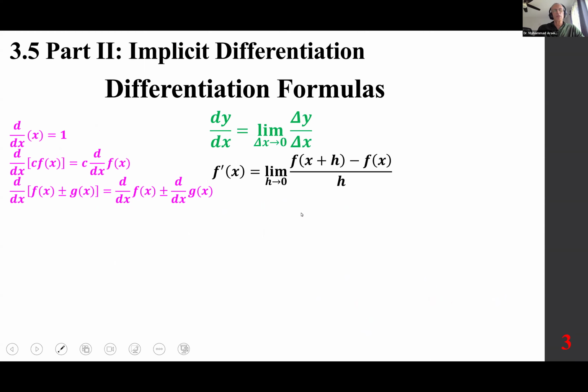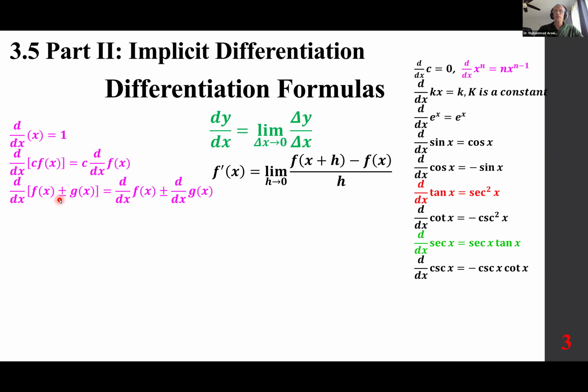Various differentiation formulas, such as the definition: dy/dx is the limit of delta y over delta x as delta x approaches 0, or f prime of x is the limit of f of x plus h minus f of x over h as h approaches 0. The derivative of x is 1. The derivative of a constant times f of x, you can take the constant out. The derivative of the sum is the sum of the derivatives. The derivative of the difference is the difference of the derivatives.